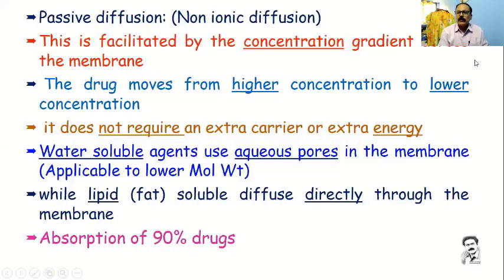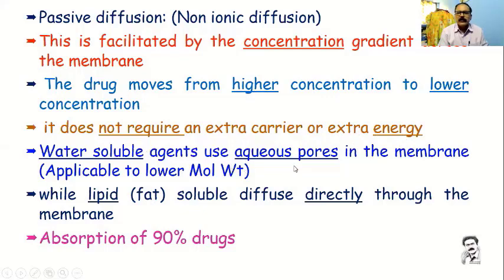So here we are supposed to know certain points which you can remember. Passive diffusion, this is non-ionic diffusion. There is no charge separation. This is facilitated by concentration gradient across the membrane. The concentration is playing an important role in this. It will travel from higher concentration to lower concentration. The drug moves from higher concentration to lower concentration. It does not require extra carrier or extra energy. There is no carrier and there is no extra energy. Simply by pushing, it is going outside.